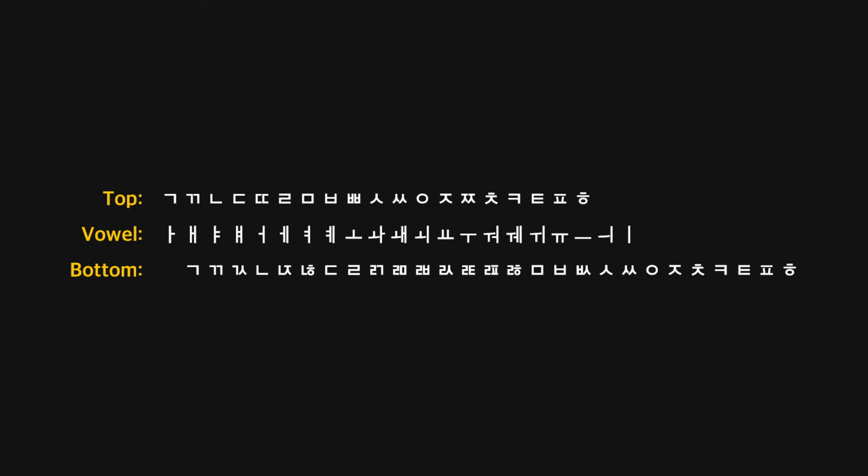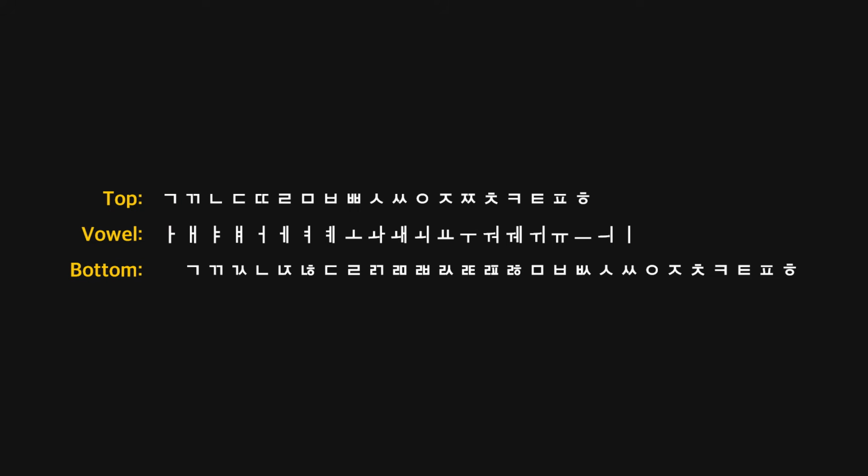Like English, Korean also has a concept of alphabetical order. Take a look at this. These are all the top consonants, vowels, and bottom consonants arranged in alphabetical order. If you put together the first top consonant hyok, the first vowel a, and the first bottom consonant nothing, you'll get the very first character in the Korean language, ka. You can think of it like the letter A, which is why the Korean equivalent of ABC is Canada.